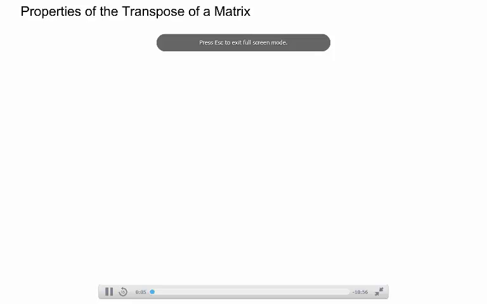In this video, we're going to take a look at the properties of the transpose of a matrix. In the previous video, we saw that the transpose of a matrix can be obtained by rewriting the rows of a matrix as columns.